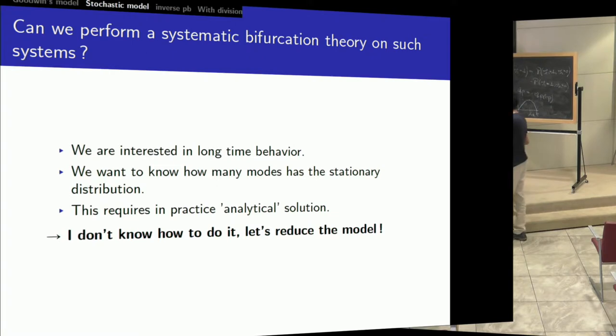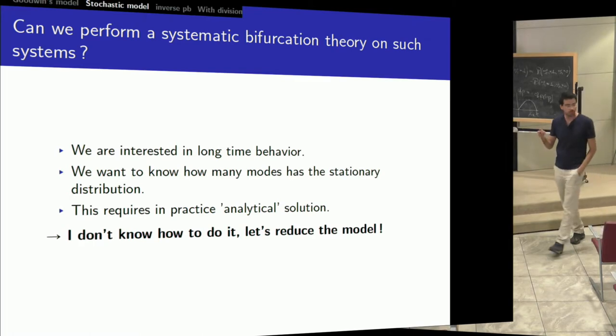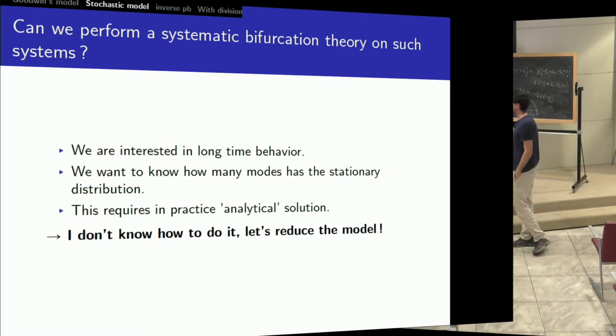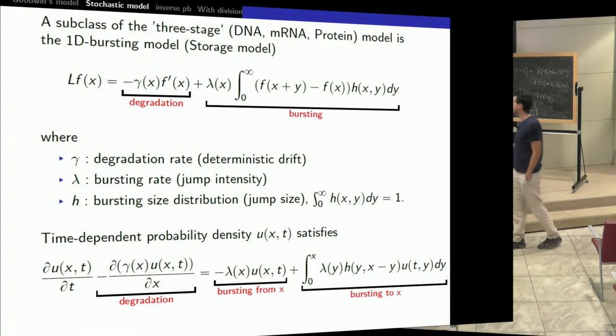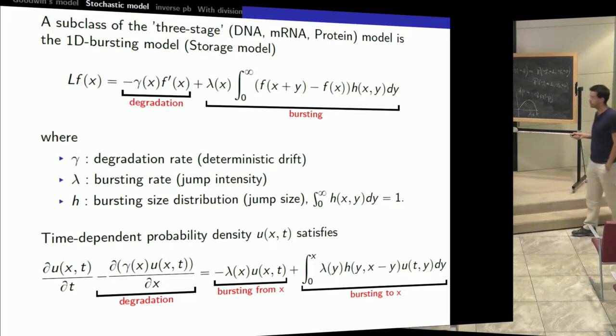Okay, so we'd like to know, in principle, how many possible stationary states there are, to do some kind of zoology, bifurcation analysis on this model, depending on parameters. But this tends to be very hard on this model, so we reduce it. Unfortunately, this reduction is inspired by real data and mechanisms known in biology, which is the bursting.